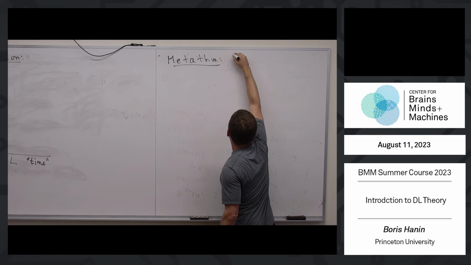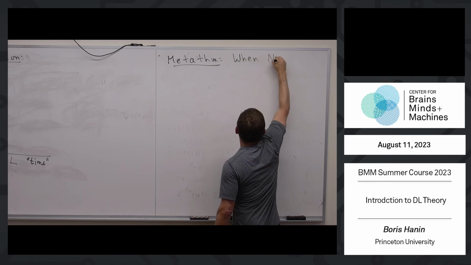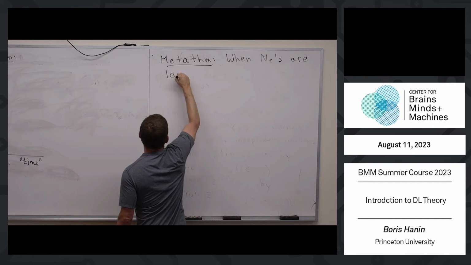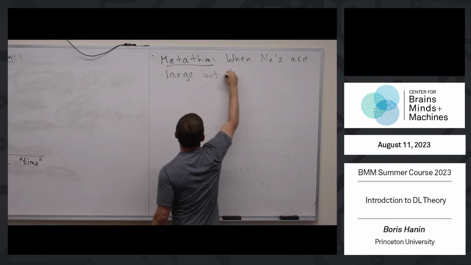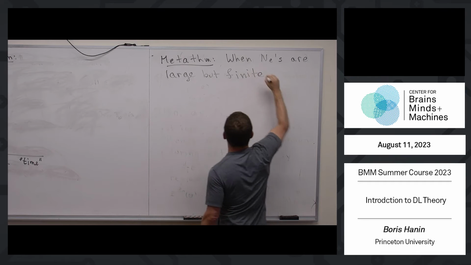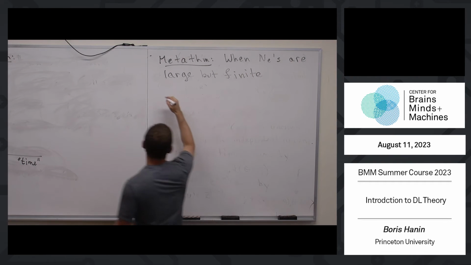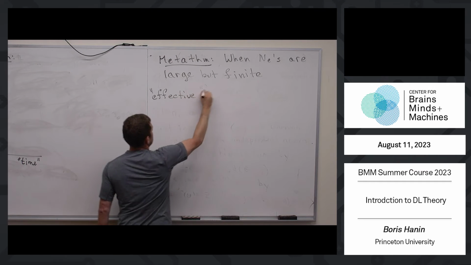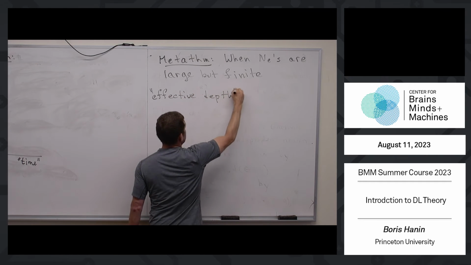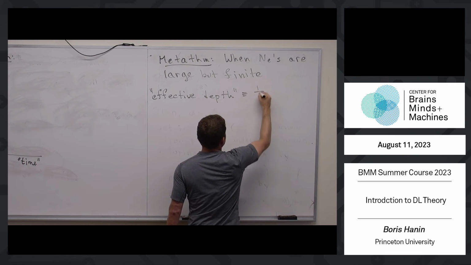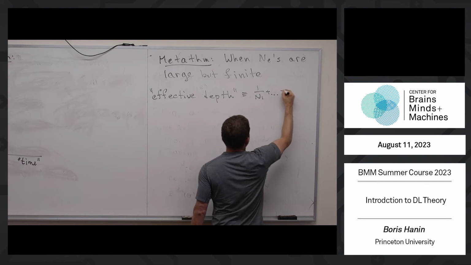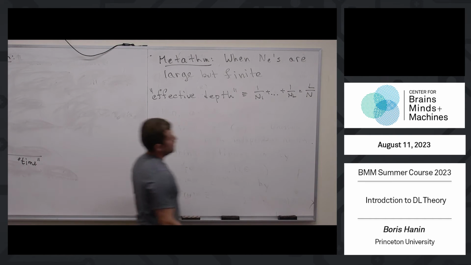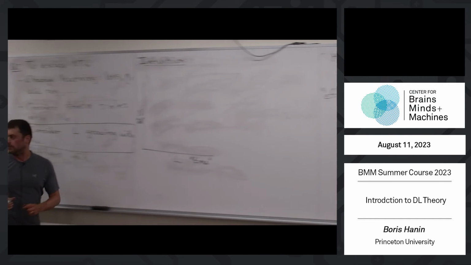When the n's are large but finite, so when you have a pretty wide network but you just haven't sent them to infinity, here's how you measure the effective depth. The effective depth of the model, how far you are from being a linear model, is the sum of the reciprocals of the n's, which you should think of as the ratio of the depth to the width, if you think of all the widths as being roughly equal.